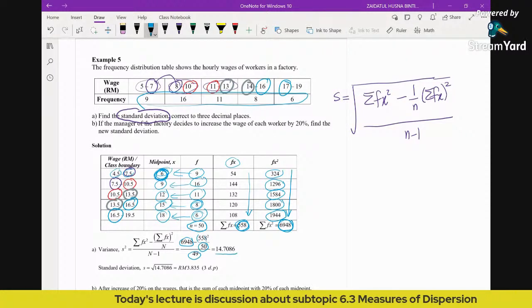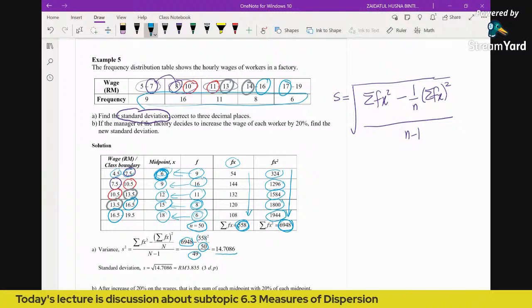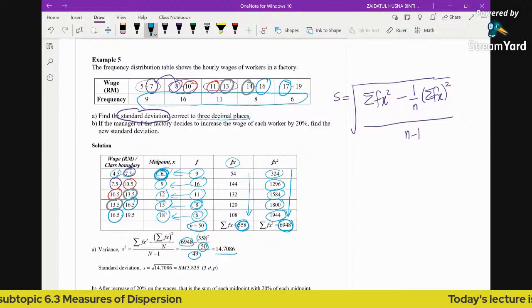Now looking for the standard deviation. The question says find the standard deviation correct to 3 decimal places. So we just find the square root of this value. So this is the standard deviation.